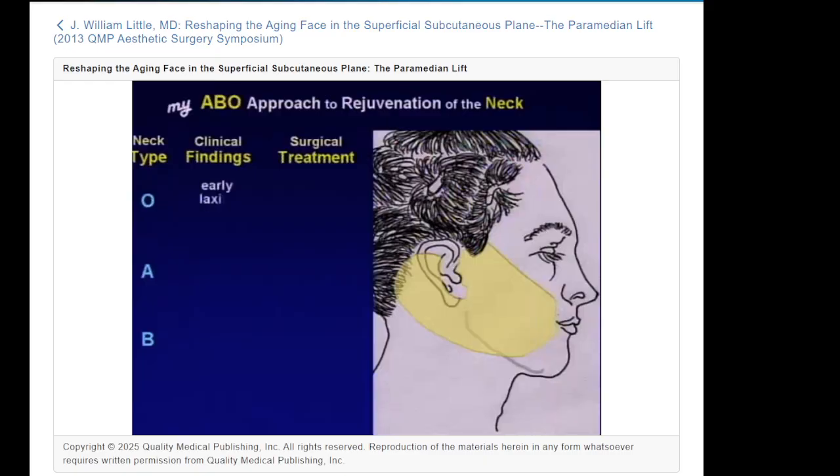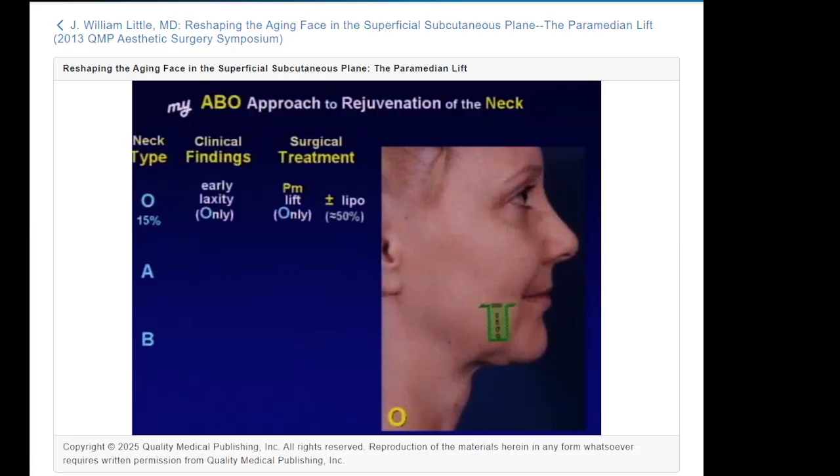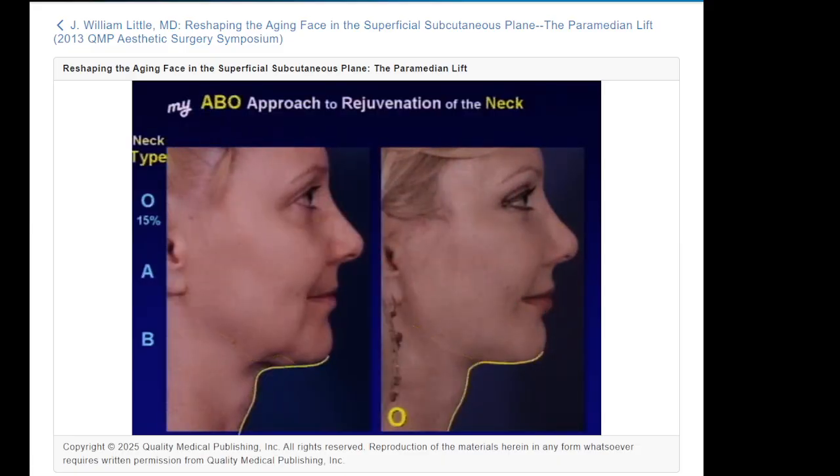In the O neck, the clinical findings are early laxity only. So the surgical treatment, as you might guess, is nothing except elevating the jowl, as you've seen from some of those necks before, which were pretty advanced neck challenges, and they responded to that alone. Here would be a typical case. She needs nothing whatsoever, no surgery carried beyond her mandible border, and we can have a predictable improvement.